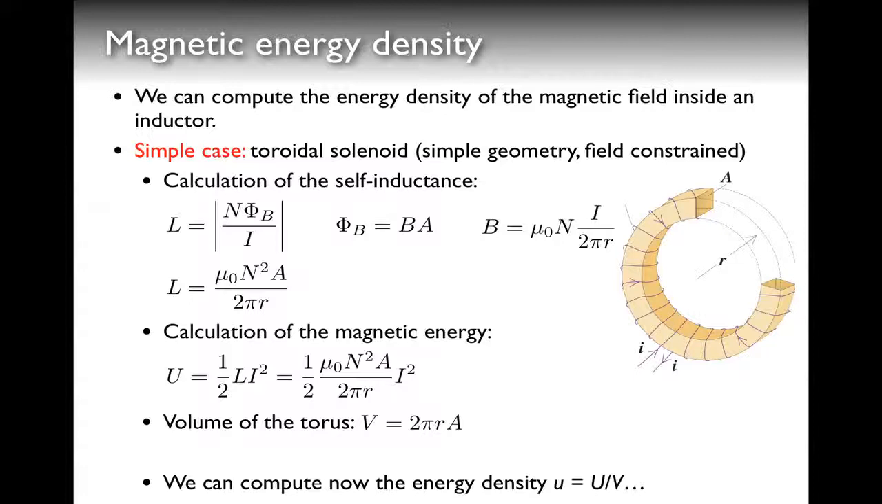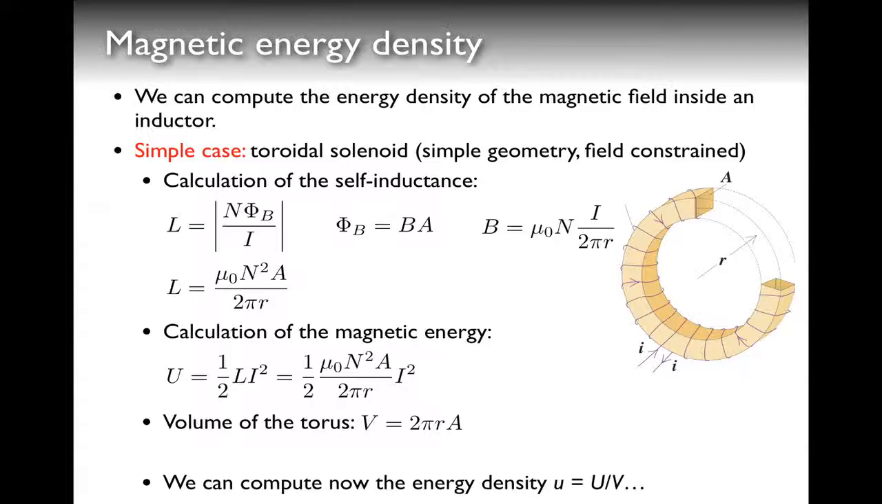Now to calculate the magnetic field energy density, we need to divide the energy U by the volume of the torus, and the volume of the torus is 2 pi R times A. Where does this come from? You can think of a torus as a rectangular box that is bent together to be shaped like a ring. The volume of a box is going to be the cross-section A times the length of the box, and in this case, the box has length 2 pi R, which is the circumference of the circle.